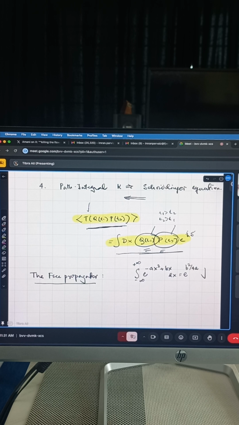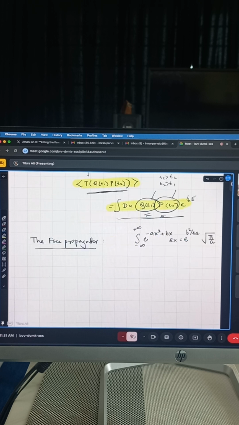So it's going to be the limit where n goes to infinity, m by 2 pi I delta t h bar, to the power n minus 1 over 2, d of x n minus 1 ... dx2. And now in the exponential, we have e to the power I by h bar, and there's a summation from n going from 2 to big N.